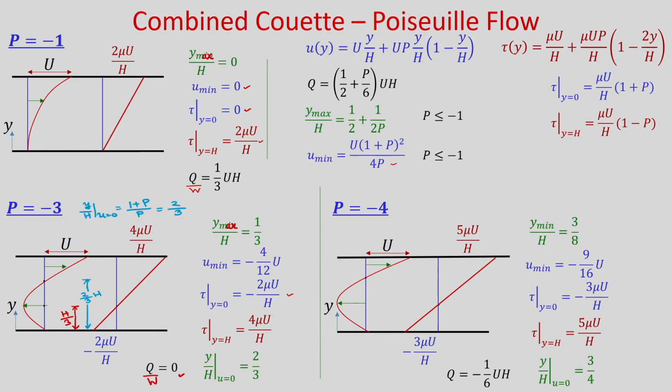Now, if you decrease the pressure gradient further, let us consider p is equal to minus 4, then what will happen? So, p is equal to minus 4, so y max by h you will get 3 by 8, minimum velocity you will get minus 9 by 16 u, and shear stress at the bottom plate minus 3 mu u by h, at the top you will get 5 mu u by h, and y by h obviously you will get 3 by 4. Here 2 by 3 and here 3 by 4, and q will be minus 1 by 6 u by h.